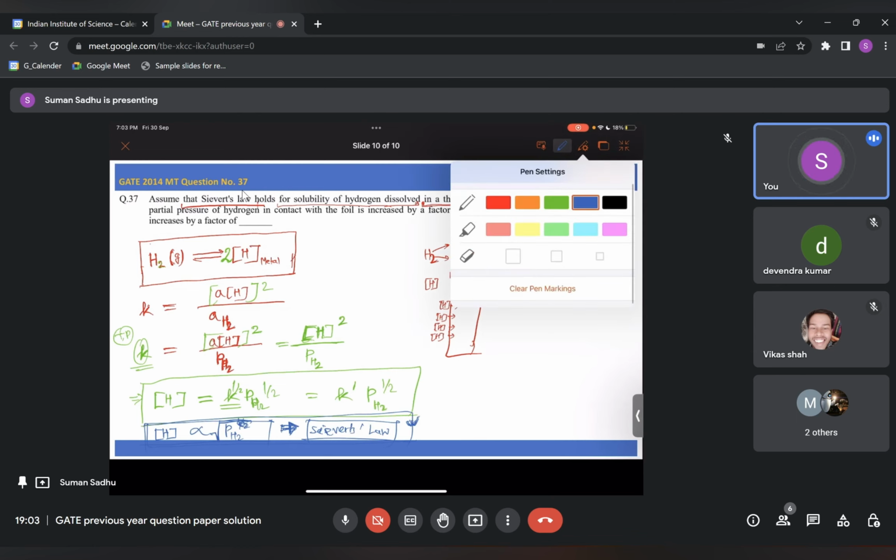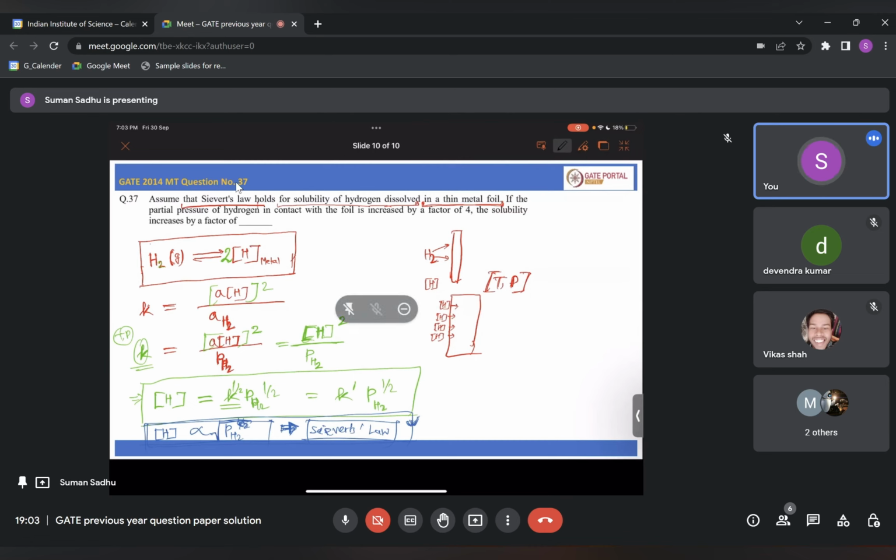But now I will tell what Sievert's law is. Sievert's law basically states that at constant temperature and pressure, the dissolved concentration of any diatomic gas, it need not be hydrogen only, it may be hydrogen, it may be oxygen, it may be nitrogen, any diatomic gas, the dissolved concentration of any diatomic gas will be proportional to the partial pressure of that gas to the power half, or the square root of the partial pressure of that gas.